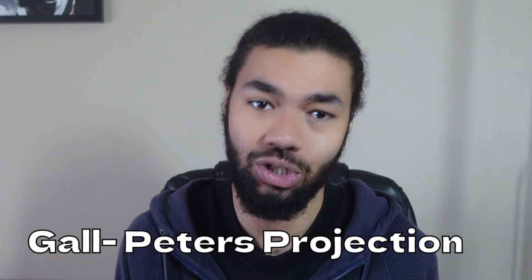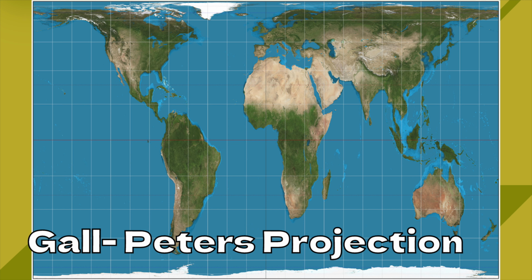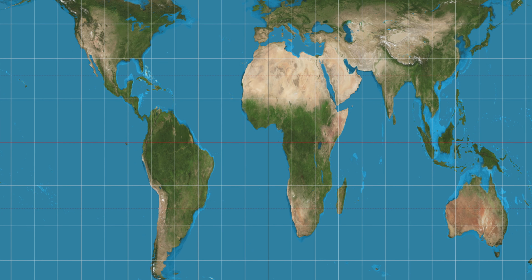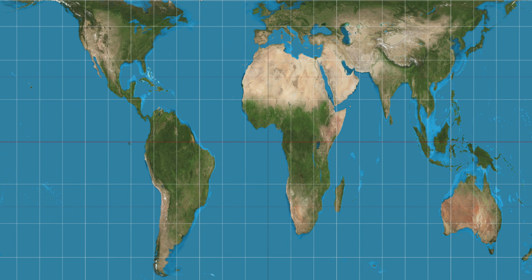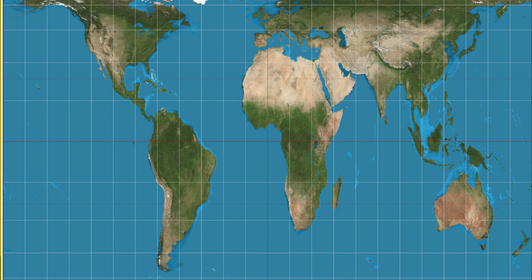So is there a way to show a more accurate size of the countries in comparison to each other? Well, yeah, it's called the Gall-Peters projection. Although as we can see, the shapes are distorted. As I said at the start, there will always be some kind of distortion. It's just physically impossible to project a 3D image onto a 2D surface without some kind of distortion. So although we can now see the accurate size of the continents in relation to each other, we've traded off the accuracy of the shapes.